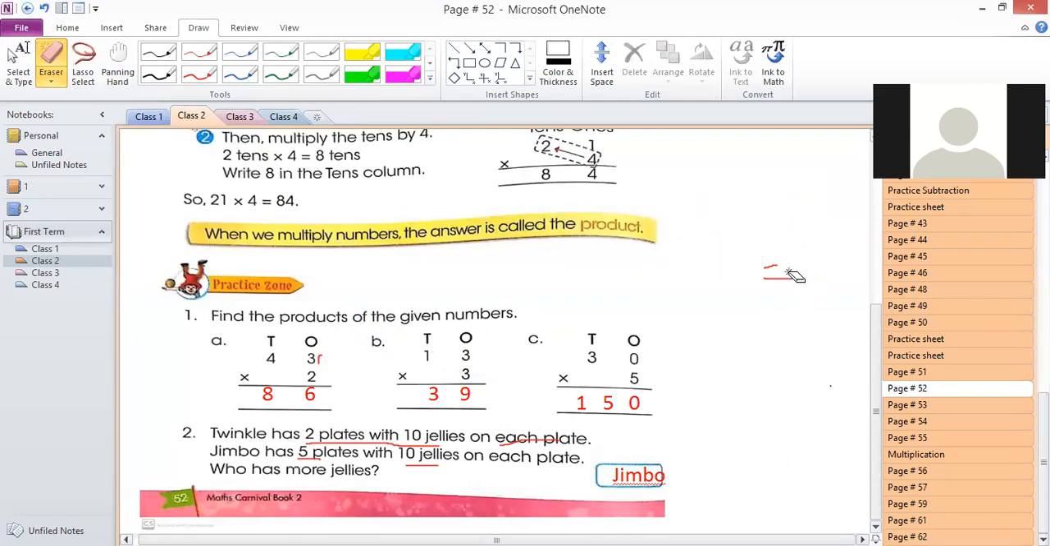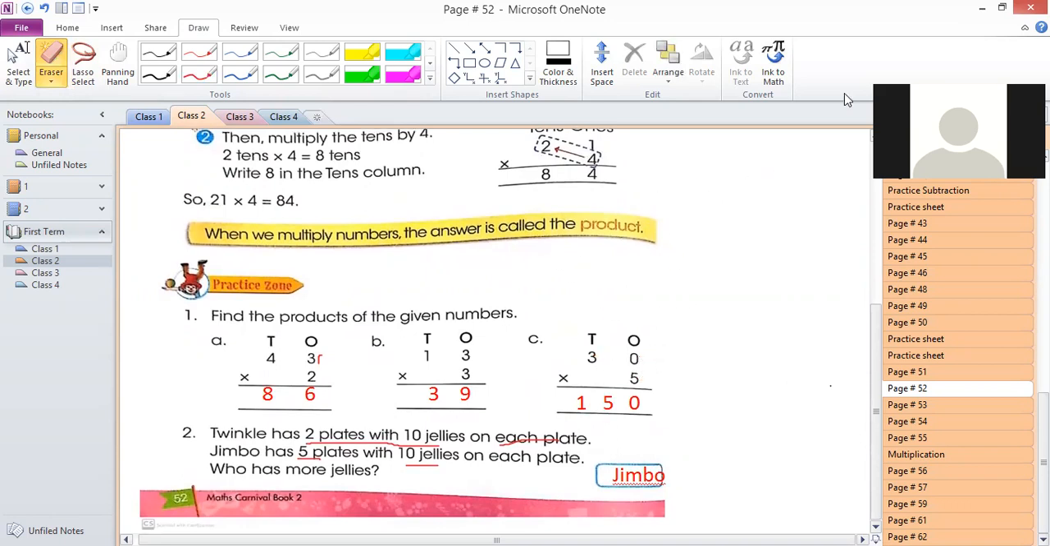C is 30 multiplied by 50. So again, you will multiply 5 by 0. 5 by 0 ones. You know the multiplication property: whenever you multiply any number by 0, it will also be 0. So 5 by 0 is 0. So you will write 0 in the ones place. Then you multiply 5 by 3 tens. So 5 by 1 is 5, 5 by 2 is 10, and 5 by 3 is equal to 15. So you will write 15. So 50 multiplied by 3 will be equal to 150.